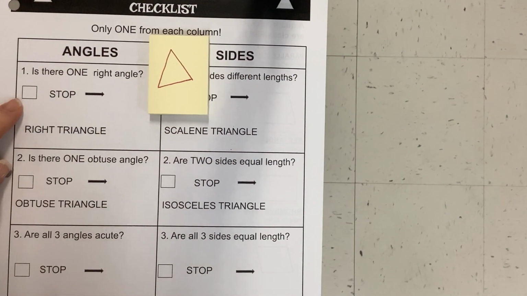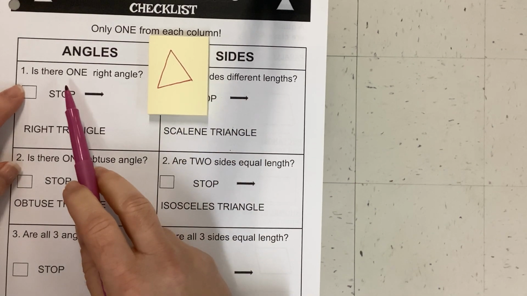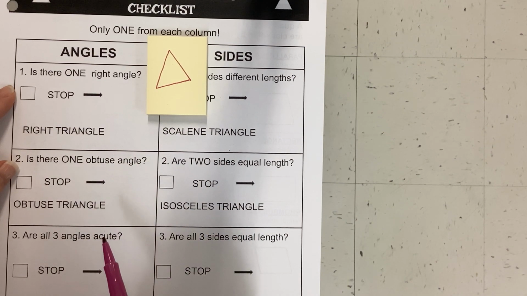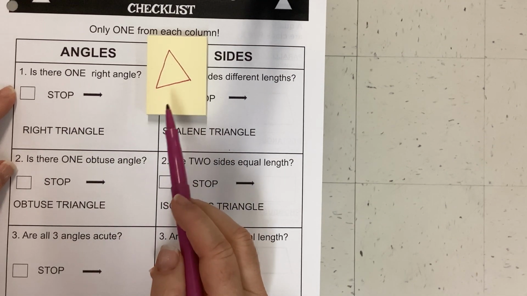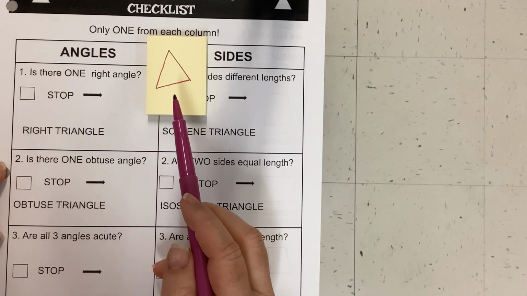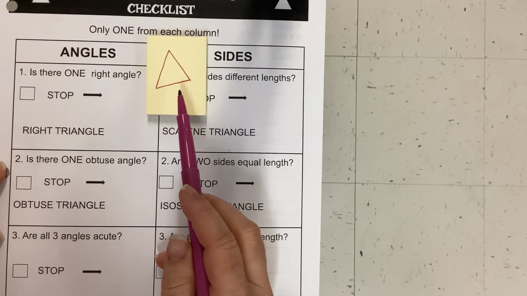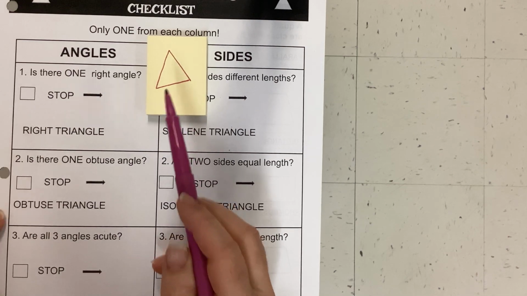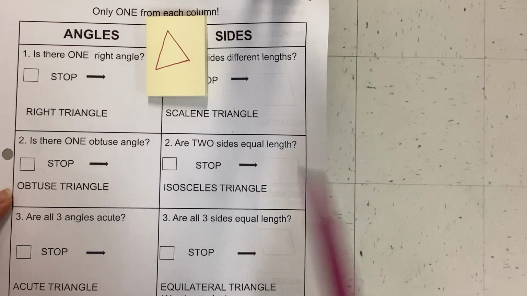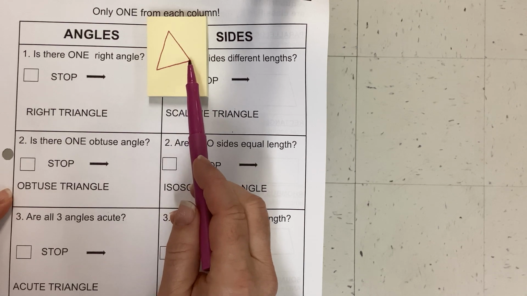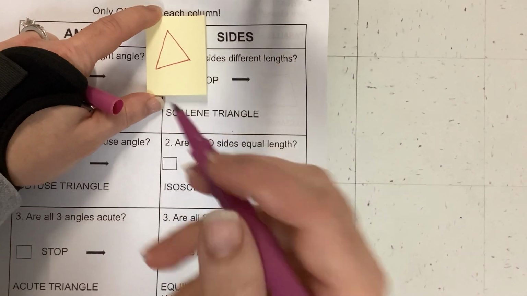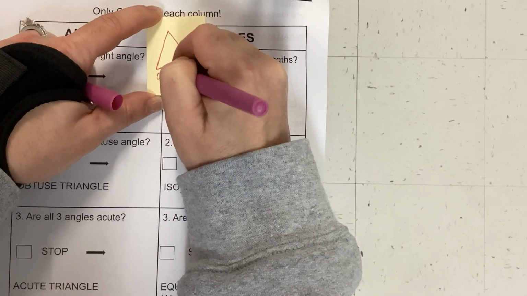Okay, so you're going to look at it first. Let's say we're going to look at it by angles. We're going to first ask yourself, is there at least one right angle on this triangle? And I don't see one right angle, so I'm going to go to the next classification. Is there one obtuse angle? Again, I don't see an angle here that looks like it is wider than 90 degrees. So my third question is, are all three angles acute? And yes, these all look like they are more narrow than 90 degrees, which means that I can stop there. I know that this triangle is acute.